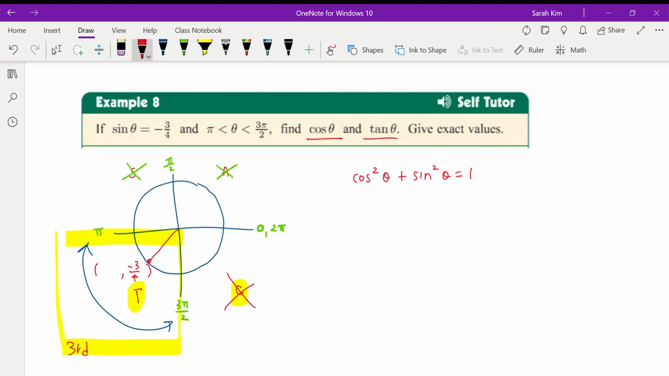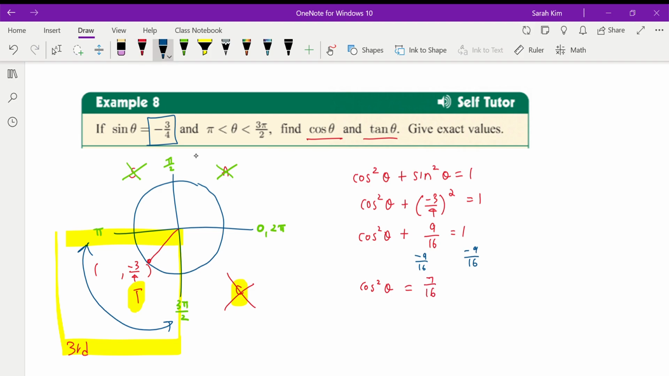So what you need to do is substitute the value that you know. So minus 3 over 4 is sine. So I'm going to write cos squared theta plus minus 3 over 4, squared. Make sure you're having a bracket. So just figuring out the algebra, that's 9 over 16. So if I take away 9 over 16 from both sides, make sure cos squared theta is by itself. Just borrow the calculator. That is 7 over 16.